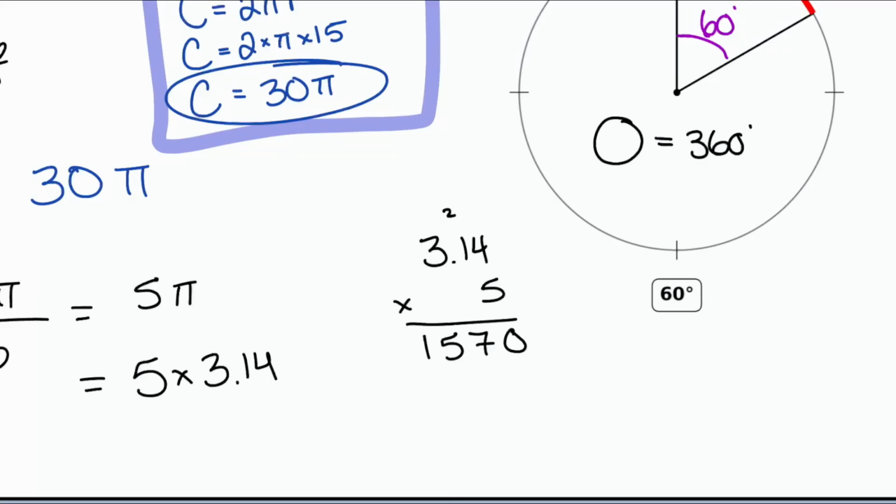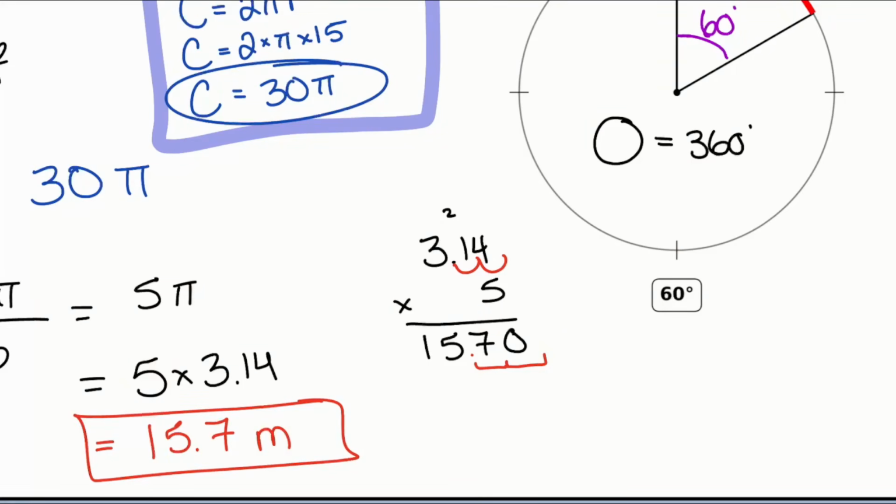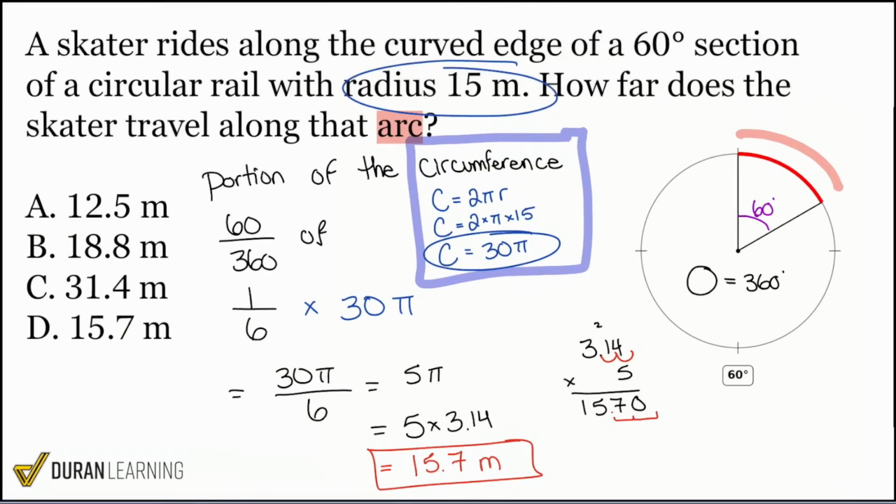What we'll do at the end is we'll count the decimal places, 1 and 2, and we'll bring that back. 1 and 2. So our final answer here will be 15.70, which is the same thing as just saying 15.7, and that'll be 15.7 meters. And there we are, my party people. The final correct answer is answer choice D.